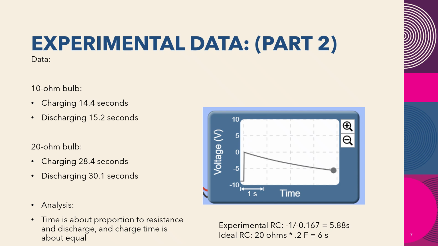So for the time constant, when calculating it with the data, I got that the slope of the graph was about negative 0.167, which when plugged into the time equation, I figured out that it was 5.88 seconds for charging. While when you do the ideal equation where you multiply the resistance by the capacitance, I got that it should have been about 6 seconds.